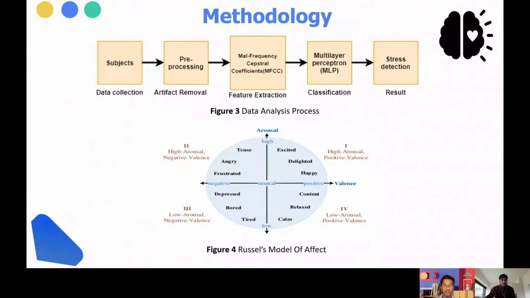When valence and arousal are both positive, then the emotion is happy. When valence is positive and arousal is negative, the emotion is calm. If valence is negative and arousal is positive, the emotion is fear. When valence and arousal are both negative, the emotion is sad.